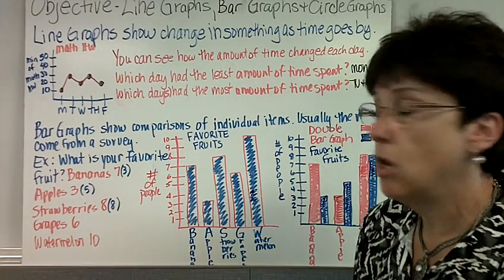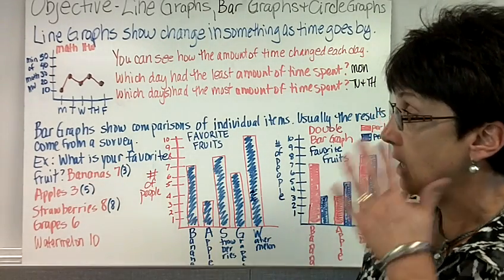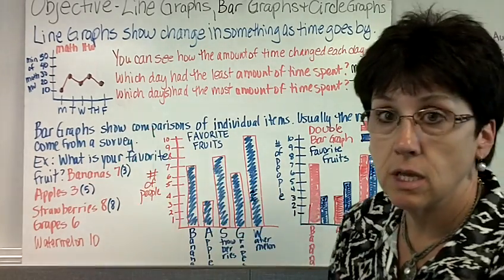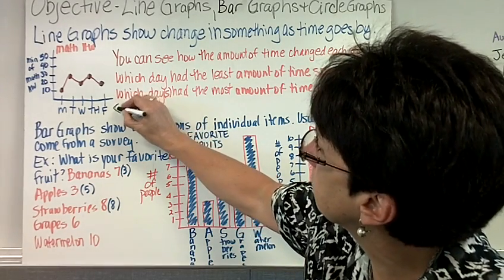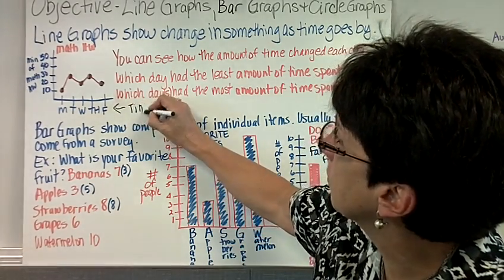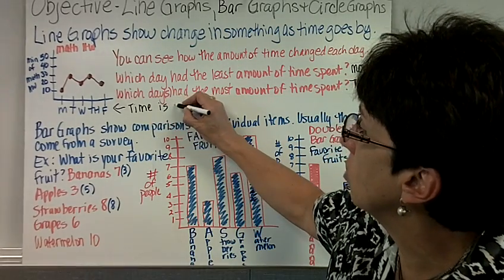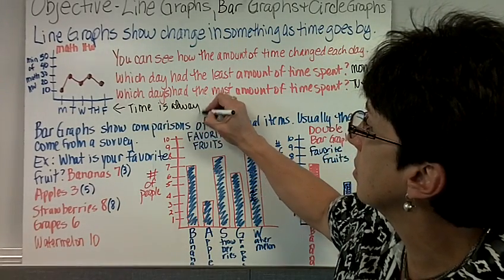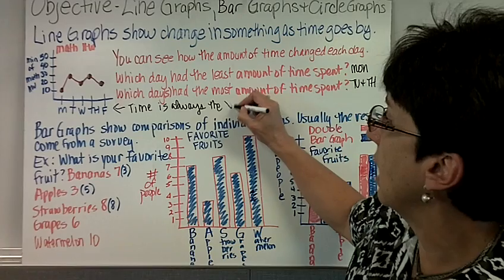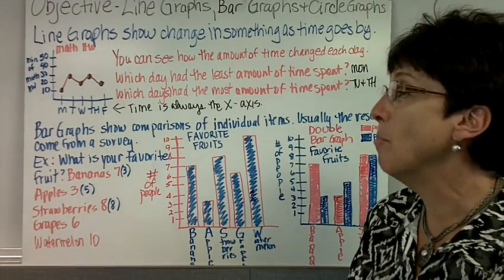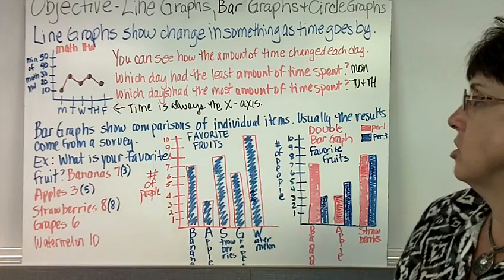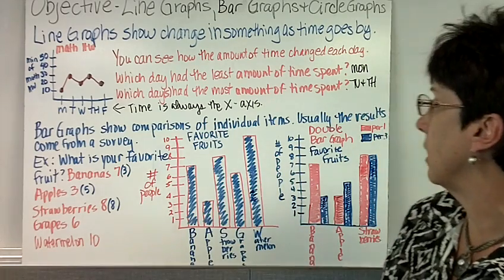So they're easy to read, okay? But it's always changed over time, and time is always on the x-axis, okay? Why don't we write that? Time is always the x-axis.